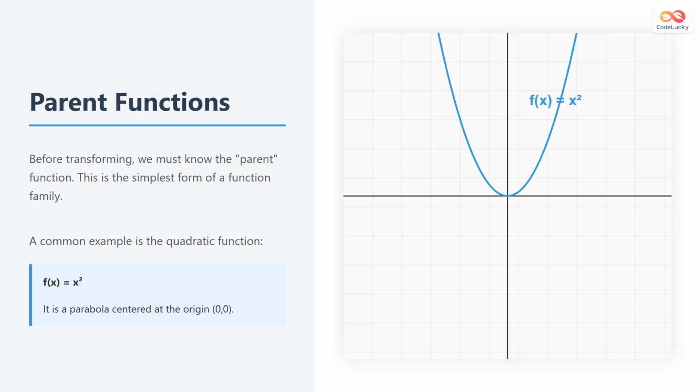Before we start moving graphs around, we need a starting point. This is called the parent function. For this video, we will mostly use f of x equals x squared, which is a parabola centered at the origin. Think of this as our default shape.